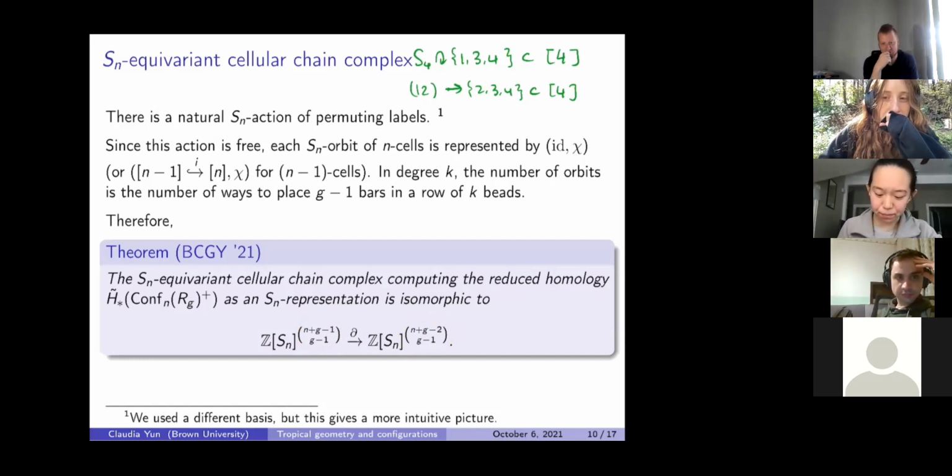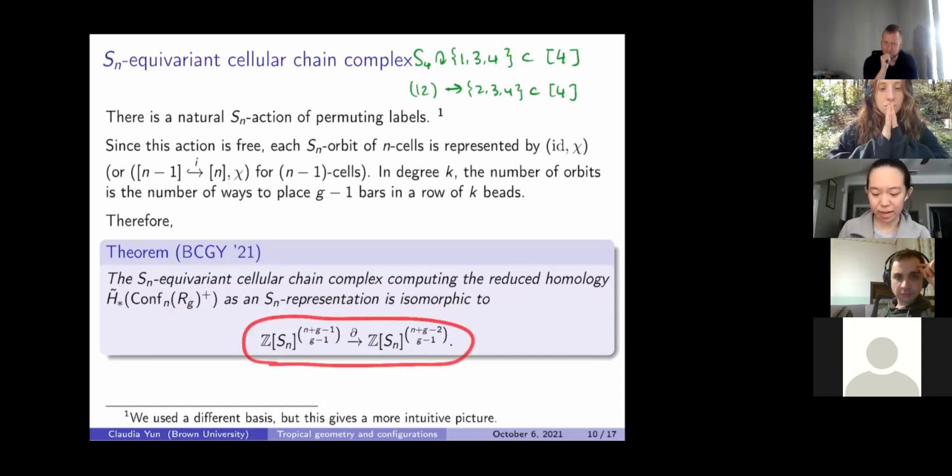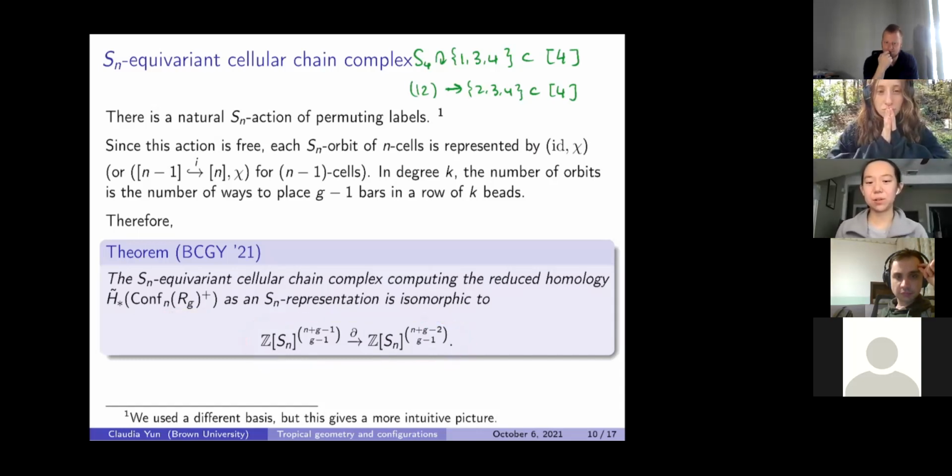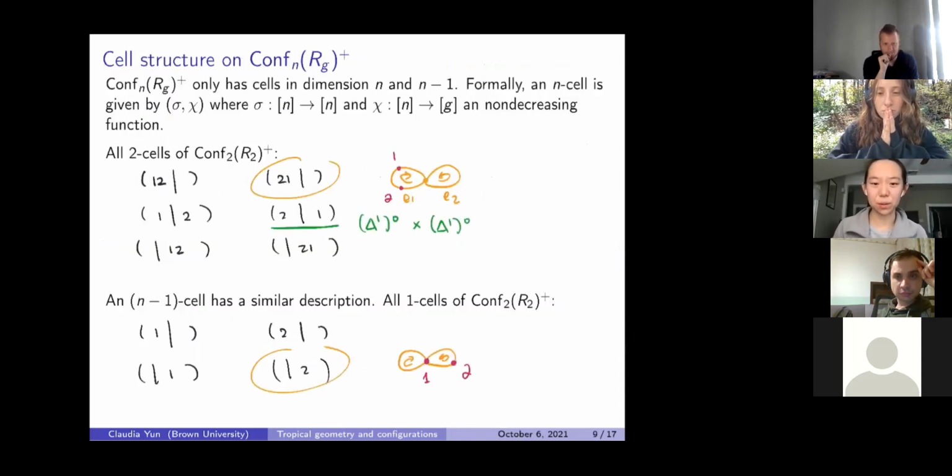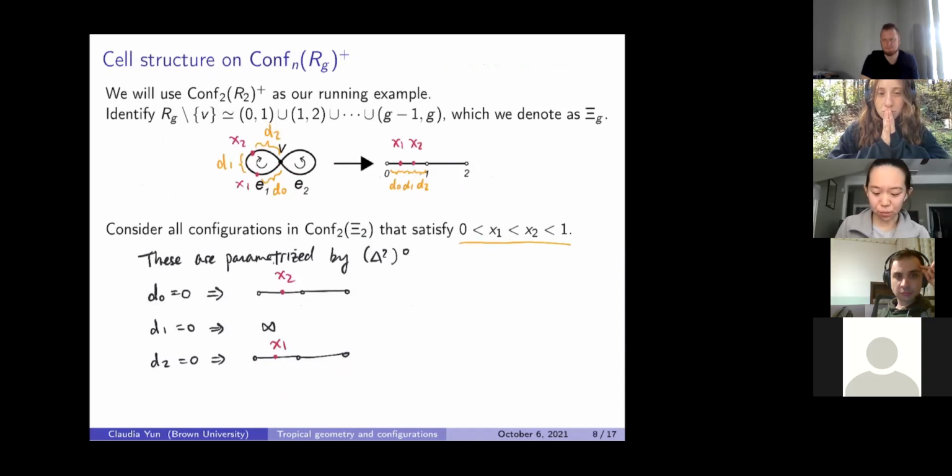And it is a theorem that the Sn-equivariant cellular chain complex computes the homology of this space as an Sn representation, and it is this chain complex here. I haven't really told you what this differential is, but it is exactly what we said earlier: when you take one distance to be 0, you basically slide your particle around and move it to the central point.